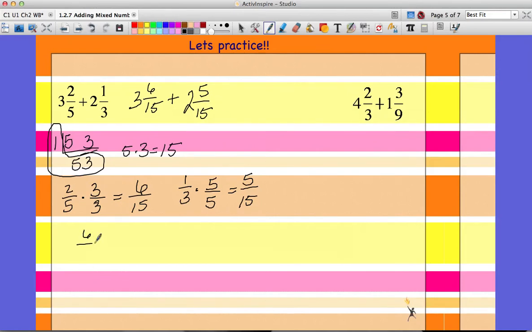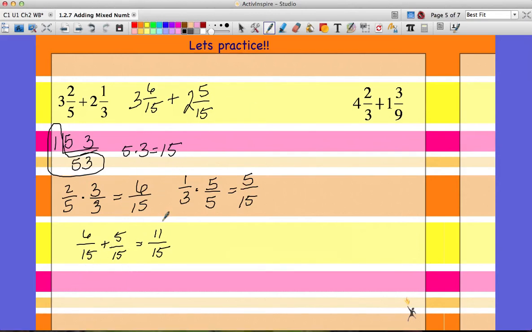Now I add my fractions. 6/15 plus 5/15 is equal to 11/15. And it's really important not to mix up what fraction goes with which whole number. And you'll really see that with subtraction. If you mix up where the numbers go, you will end up with an incorrect answer.